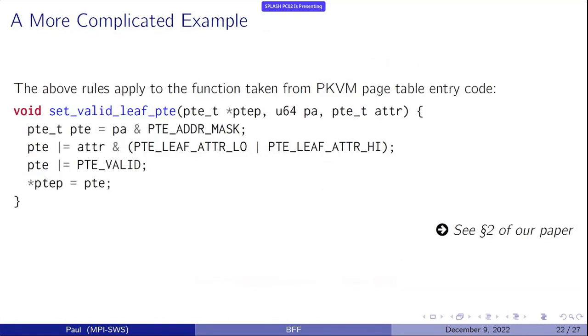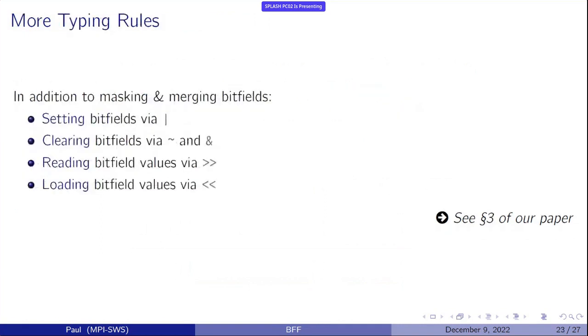Using the rules I have just shown you, you can apply them to verify more complicated examples, such as this set value leaf PTE function taken from the pKVM page table entry code. And you can find more details in our paper. In addition to the masking and merging bit fields I have shown you, there are more kinds of bit field manipulation we're considering in the paper. And we introduce, again, more typing rules for type checking these operators.